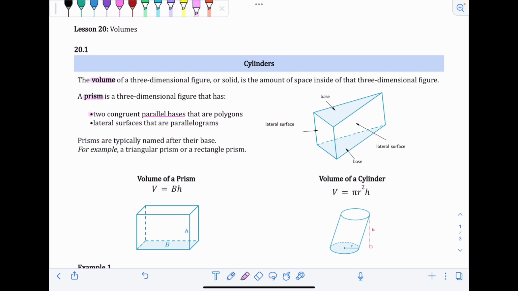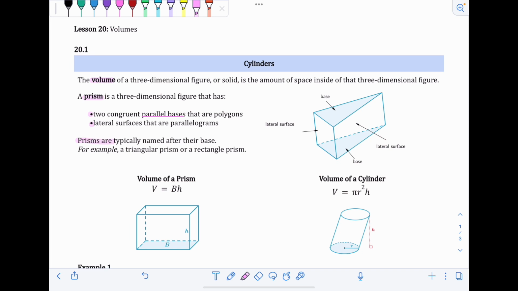The second bullet point: prisms have lateral surfaces that are parallelograms. If we look at this figure, the lateral surfaces are the ones on the sides right now, just because the prism is set on its base. That's a parallelogram, this is a parallelogram, and so is that one in the back as well. All of the side surfaces, or lateral surfaces, will be parallelograms. Of course, they may end up on top or on bottom, depending on which way the prism is lying.